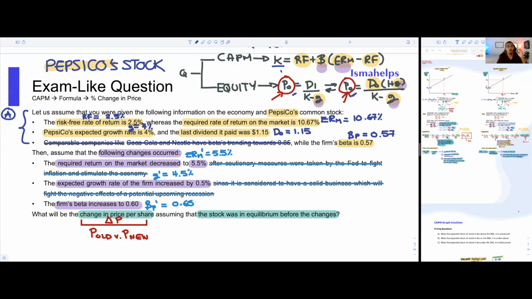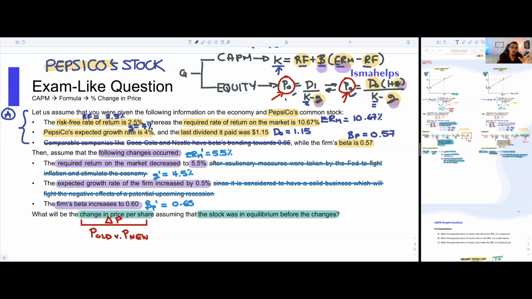So we could have used the CAPM formula because we had our risk-free rate, we had our beta, we had our ERM, and we would have solved for K, Pepsi's required rate of return. Then we noticed that within our equity valuation formula there is a K in the denominator. And because we're like Dora, we're explorers, we're detectives, we're gonna plug all that stuff in and get a price from that, right?